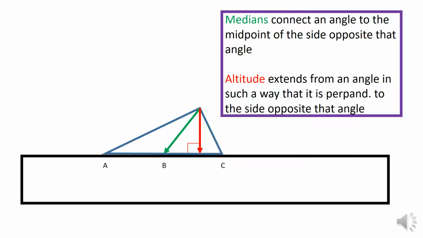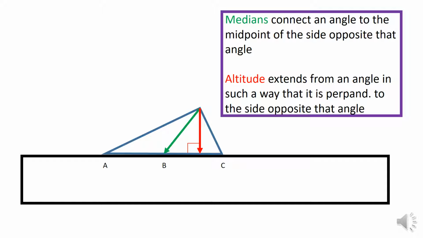Now the altitude is going to go straight down. It's going to be perpendicular with that side opposite to it again. Whenever you have a triangle laying flat on one of its sides and you're looking for the altitude for that one angle that's up in the air, in that scenario, the altitude is always just going to go straight down the way I have it. It's going straight up and down.